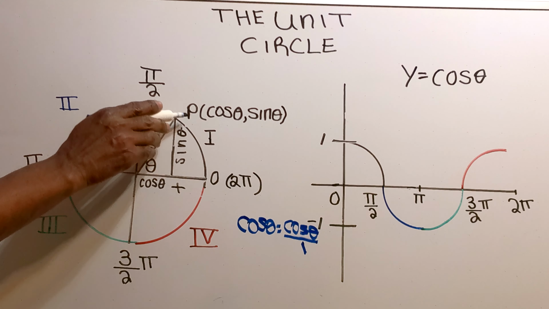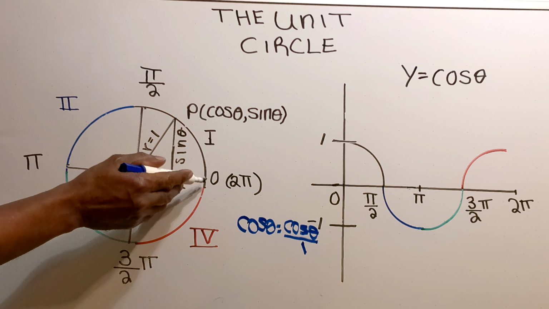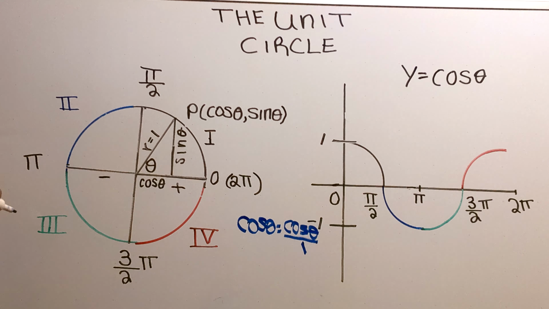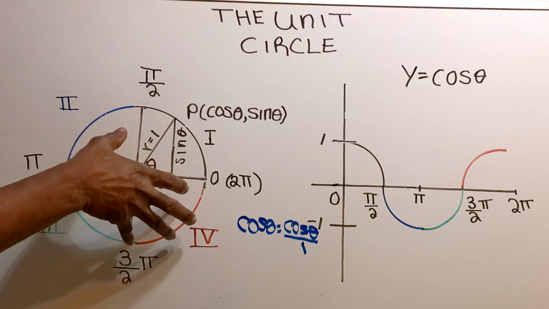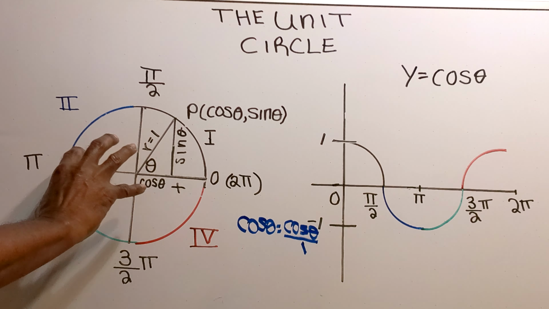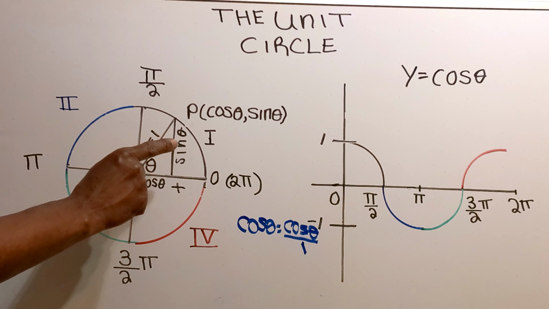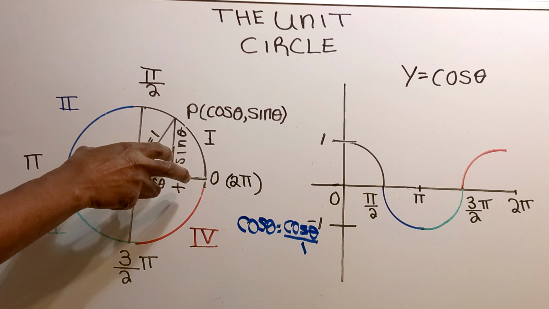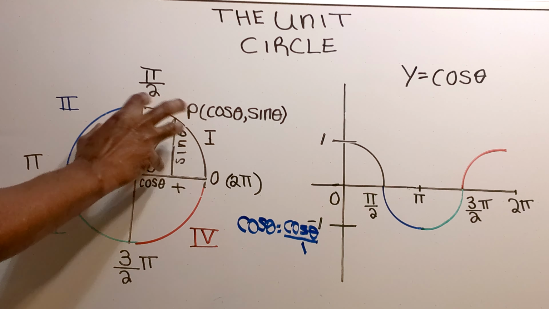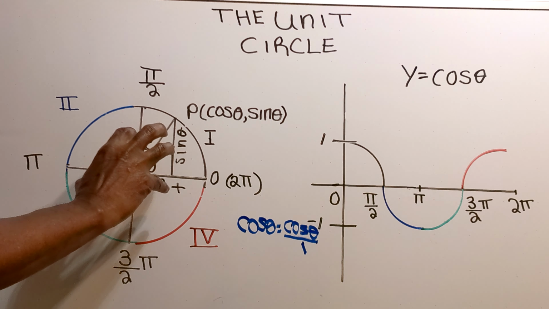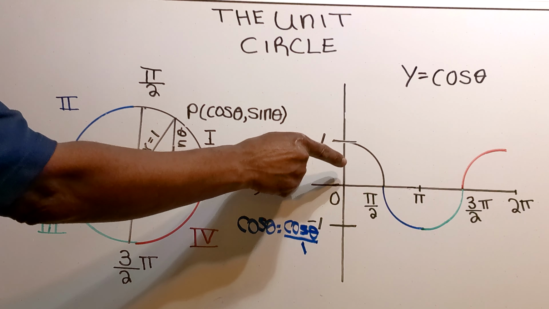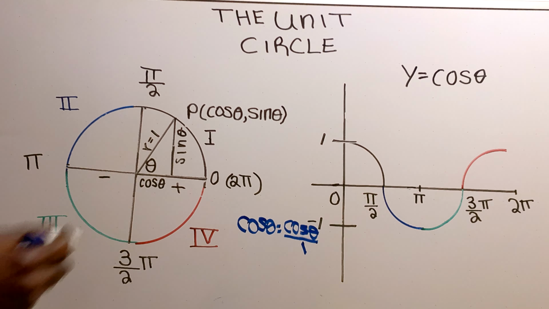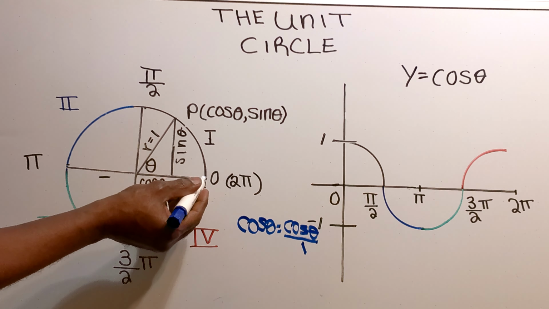Now, I'm going to take this point P and I'm going to put it right here at 0. Then I'm going to rotate this point P counterclockwise, and I will show you how, using the unit circle and rotating the point P counterclockwise, that will generate the graph of y equals cosine theta. So we are starting here at 0.